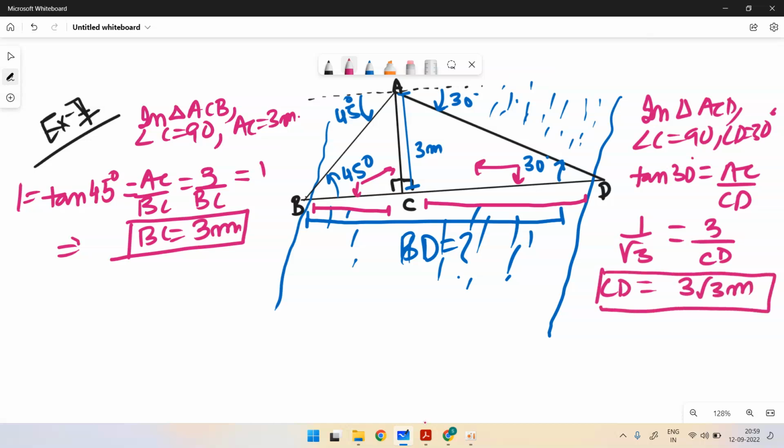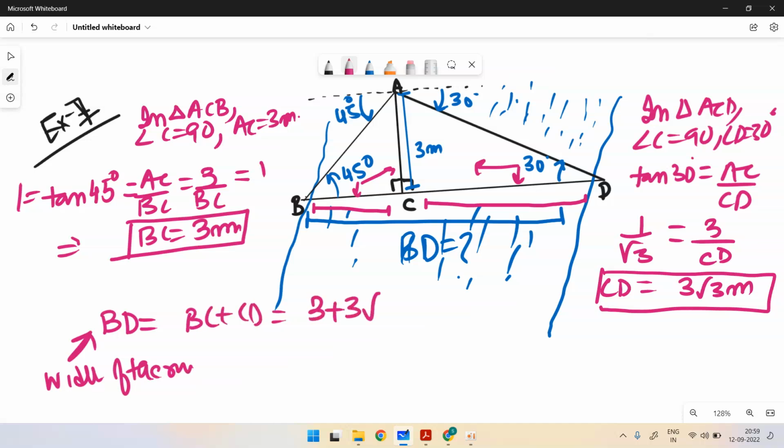So BC plus CD is BD. And what is BD? Just the width of the river. The width of the river is nothing but BC plus CD, which is 1 root 3 plus 3 root 3, nothing but 3 into 1 plus root 3 meters. That's the answer.